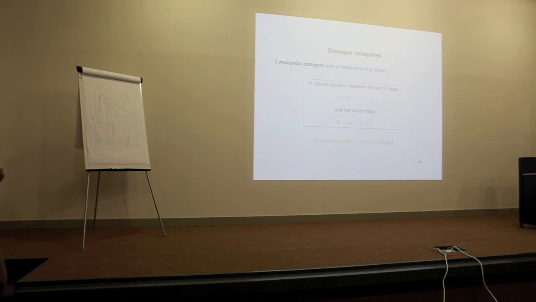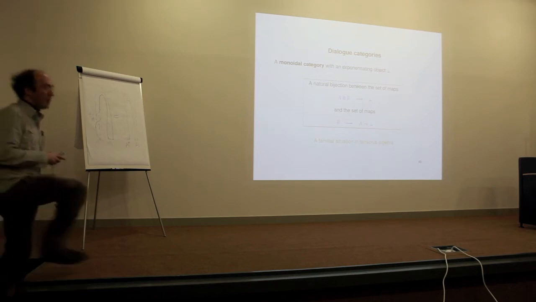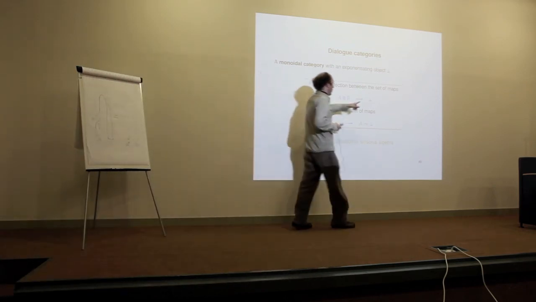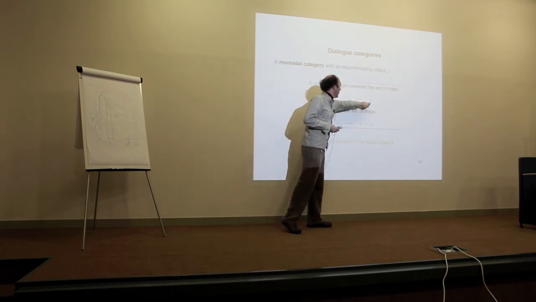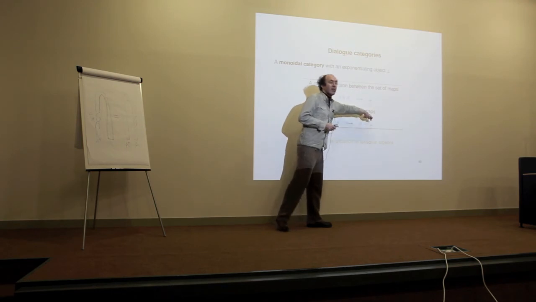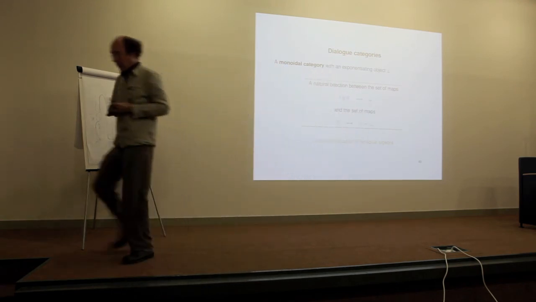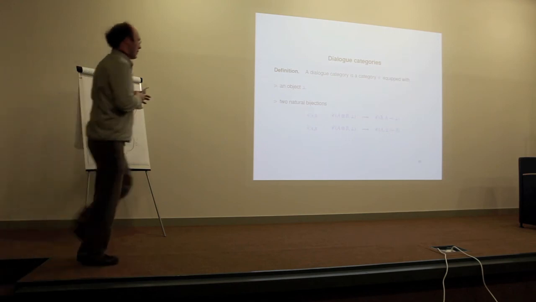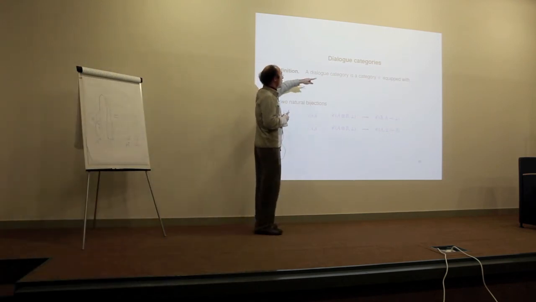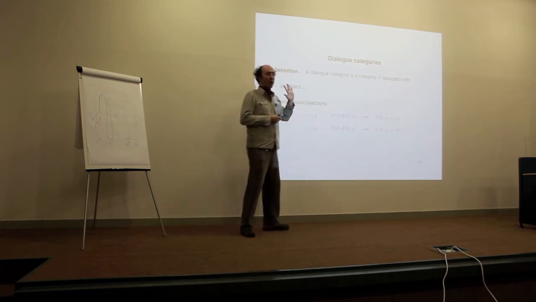So, it's very simple. A dialog category is a category with an exponentiating object. That means it's a special object I call bottom. And there are just as many maps from A tensor B to bottom as maps from B into the left negation of A. Similarly, there is a right negation. Formally, it's a monoidal category equipped with an object bottom and two natural bijections. That's it.